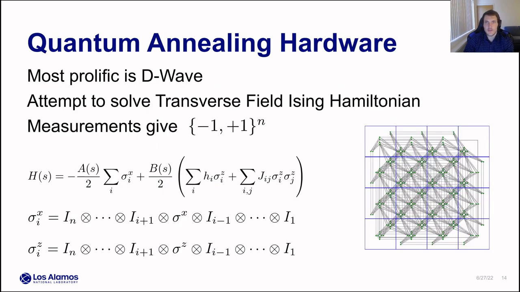So, speaking of quantum annealing hardware, how is this actually realized in the real world? The most prolific quantum annealer is produced by a company called D-Wave Quantum Computers. They're attempting to solve the transverse field Ising Hamiltonian with their quantum annealer. When I say the transverse field Ising Hamiltonian, it's that same Ising model from earlier as our target Hamiltonian. And for our initial Hamiltonian, we have this sigma_i^x term, or the transverse field term. This has a very easily prepared ground state, which is just the uniform superposition state.